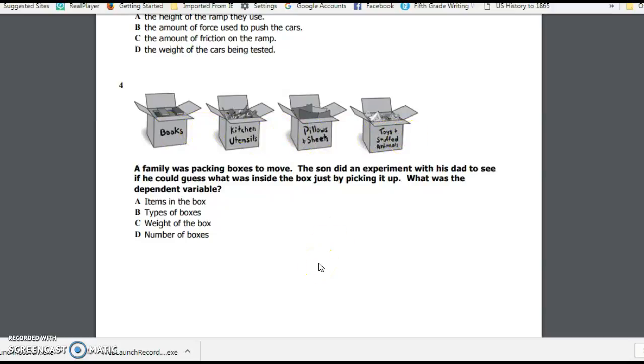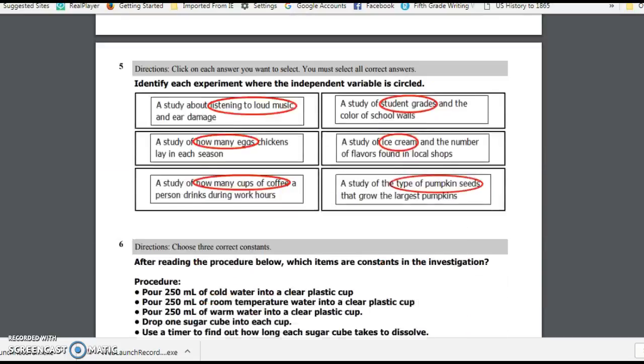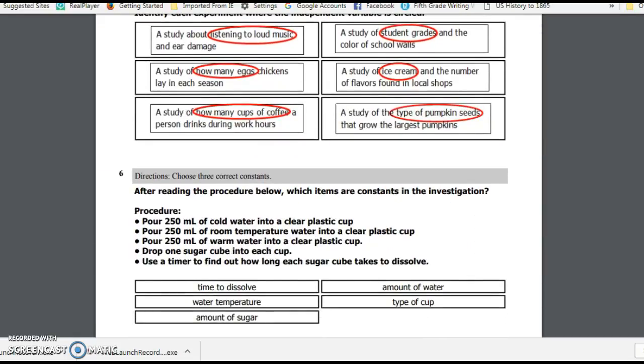That's going to be your independent variable. We need to answer the question, what was the dependent variable? So that's a big hint. See if that helps. All right. Choose your answer for 4 on your loose leaf. Label number 5, A, B, C, D.